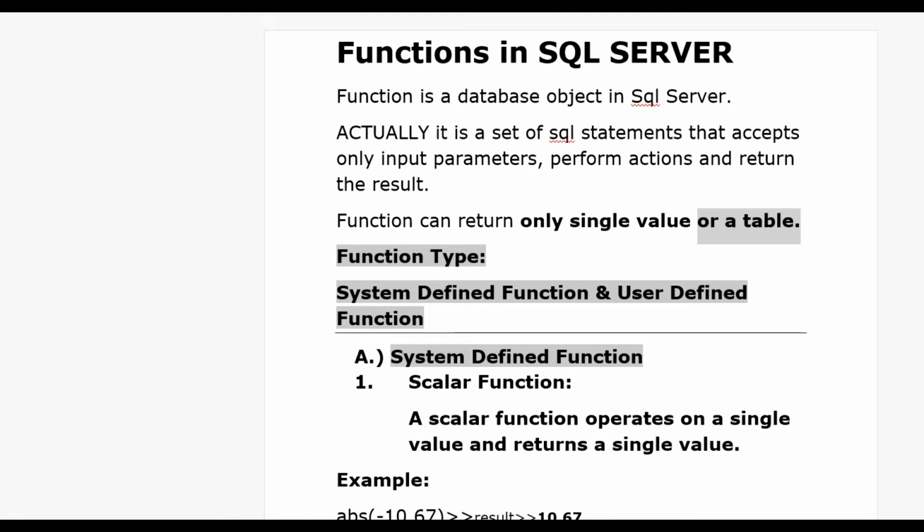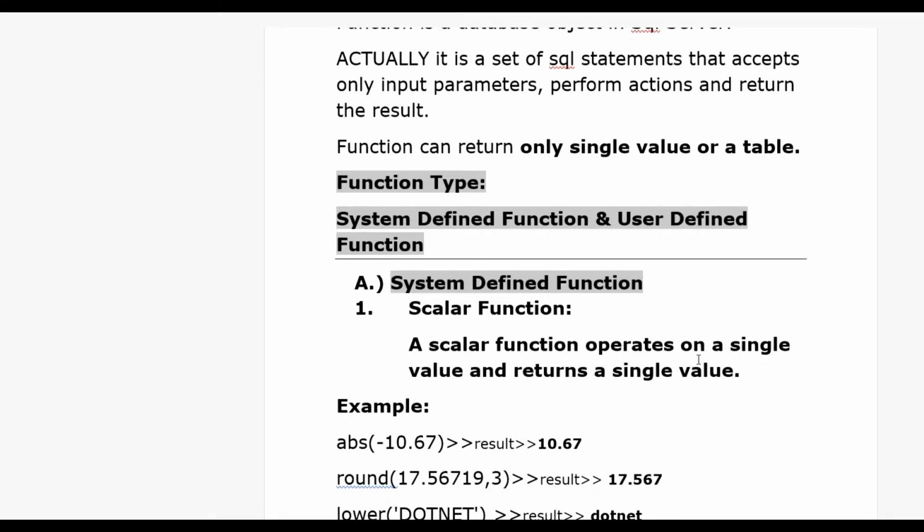Function types. Different types of functions. We have two function types: system defined functions and user defined functions. Let us consider system defined functions first. In system defined functions, we have a scalar function. What is a scalar function? A scalar function operates on a single value and returns a single value.